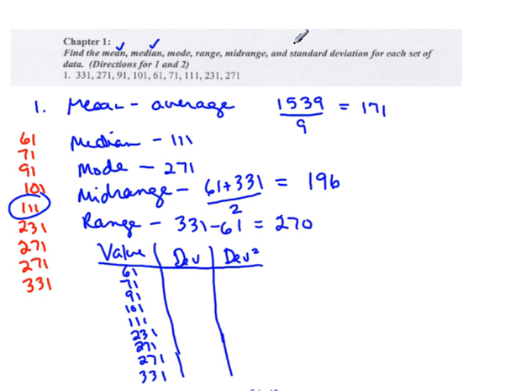Okay, so the deviation, if you recall, is the mean minus the value. So the mean here was 171. If the mean is not a whole number, for the standard deviation calculation only, convert it to a whole number, so round. But we have a whole number, so 171 minus 61 is 110. And then you do this with each problem. 171 minus 71 is 100. 171 minus 91 is 80, and so forth. And I'll just do those.